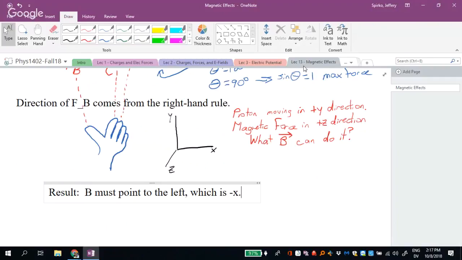So this picture is intended just as a reminder of which finger goes with which vector. Once we know which finger is which vector, then we have to fit the description with 2 out of the 3 of those fingers, such as proton in the plus y, magnetic force pointing out, which is the plus z, and then the remaining finger that we haven't defined yet is the answer we're looking for. So that was the B.